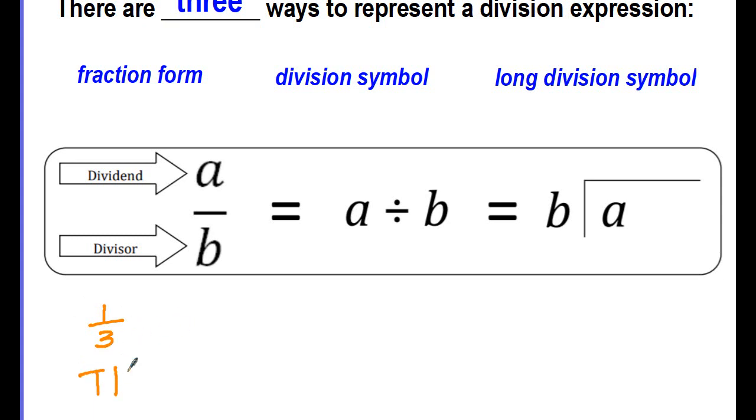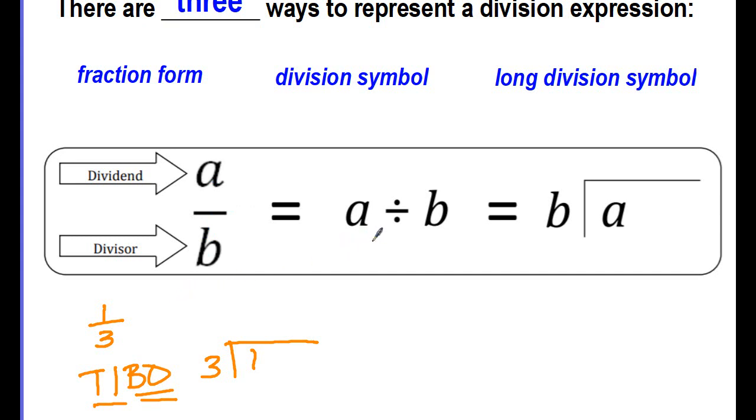So a little tip is TIBO. TIBO stands for top in. That means the top number 1 goes inside. BO stands for bottom out, where the bottom number goes outside the house. So this would be how you would set up the long division for the division that's represented in fraction form.